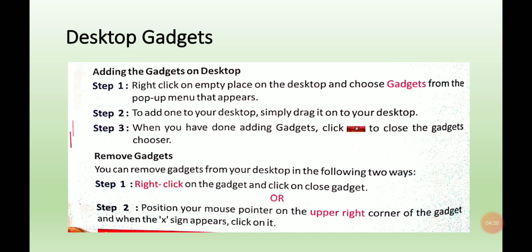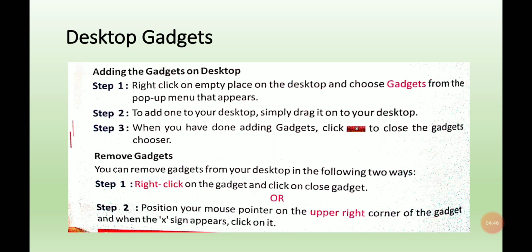Let's go further. Next, we have the desktop gadget. A gadget is a small application that performs simple functions such as displaying the time, the calendar, the weather, the notes. The Windows 7 gadgets are the calendar, clock, weather, feed headlines, CPU meter, currency, etc. There are some steps to add gadgets on the desktop.